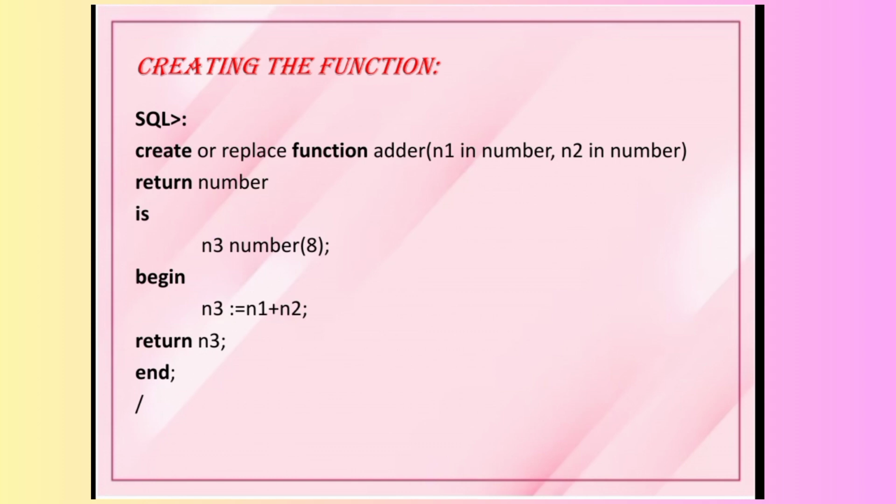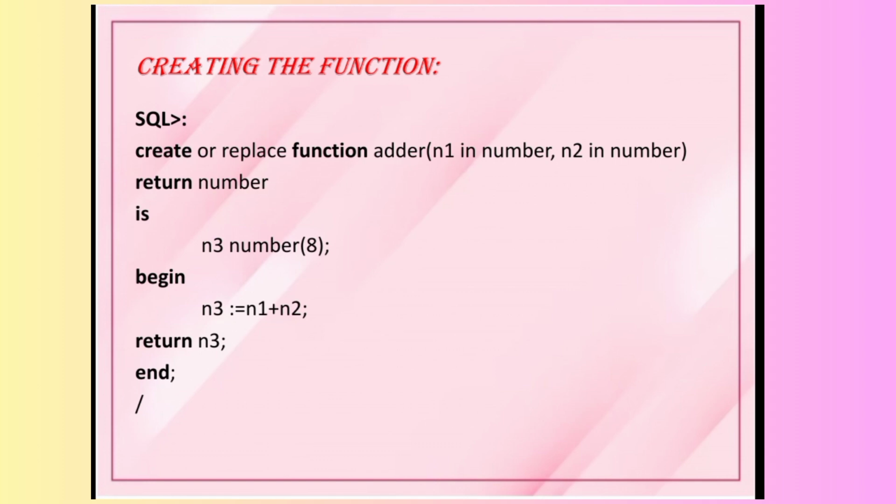Let's see a simple example. For creating the function, we use the create or replace keyword. Function is the keyword. Here I will create the function named adder. So adder is the function name with parameters n1 and n2. n1 data type is number and n2 data type is also number. Here the function should return a value, so we specify the return type number.